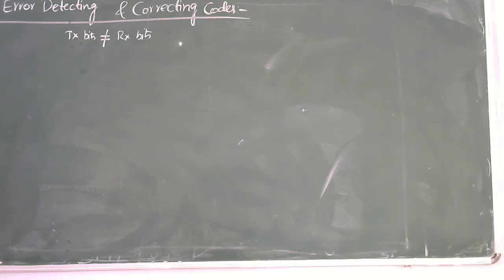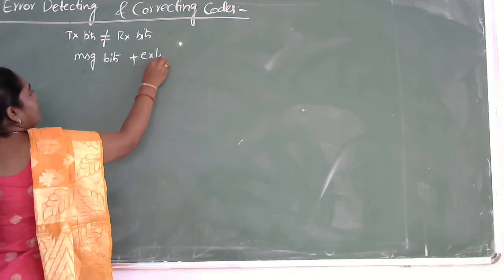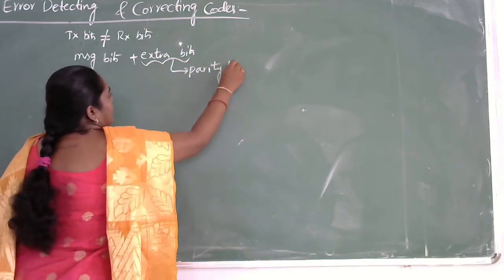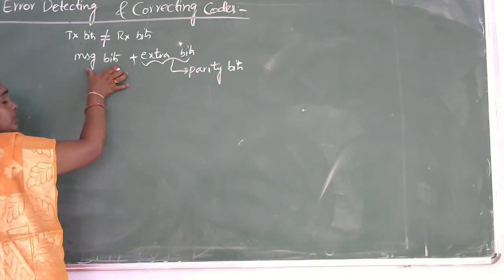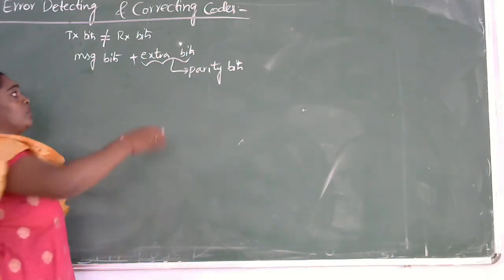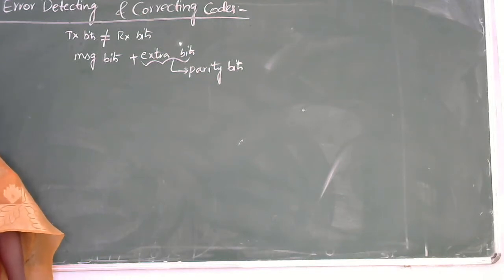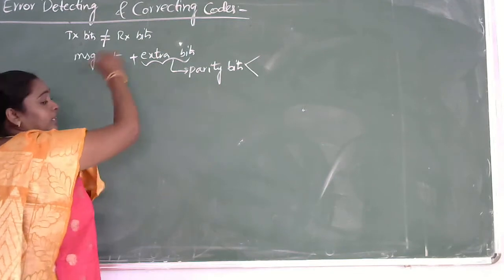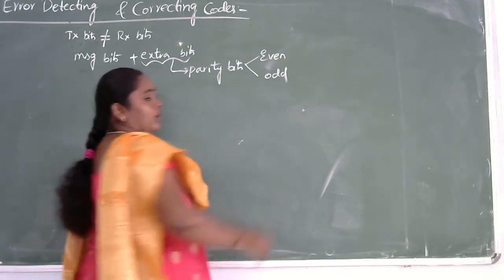In the error detection and correction process, along with our original information, that is, along with the message bits, I will be adding some extra bits to the message bits. These extra bits are called parity bits. As we have already discussed what parity means and what the different types of parities are, parity bits are extra bits added along with the message bits in order to detect and correct the error. These parity bits may be even parity or odd parity.